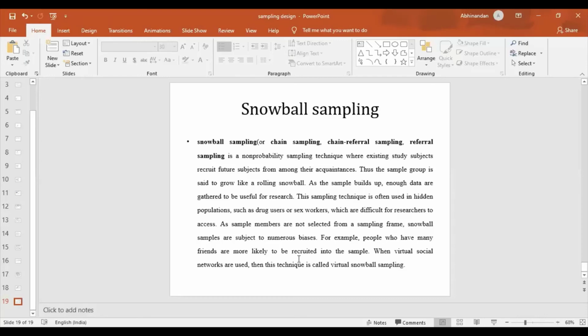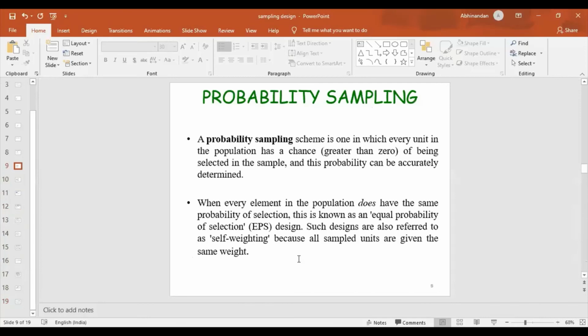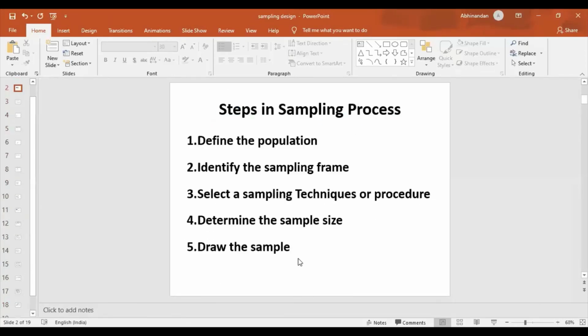So all these are the sampling techniques used in sampling design.